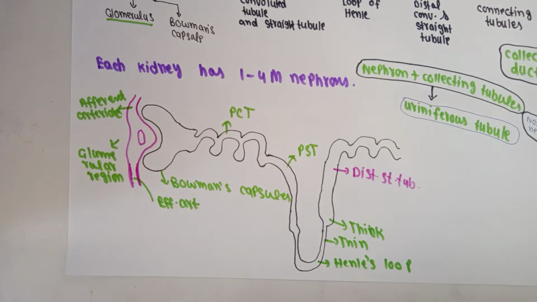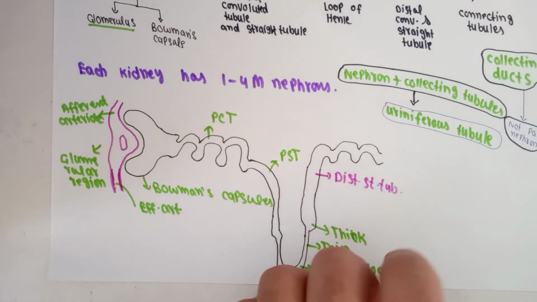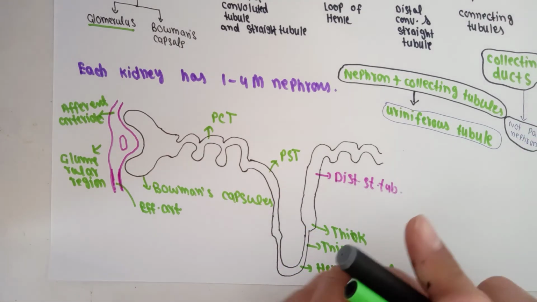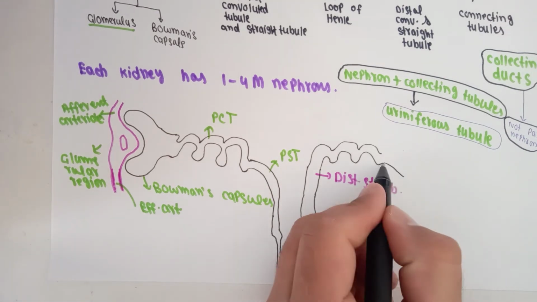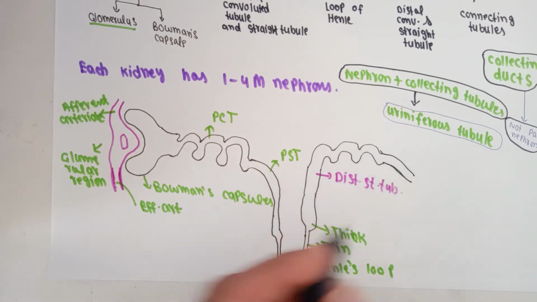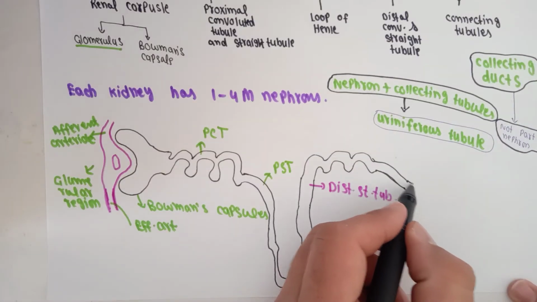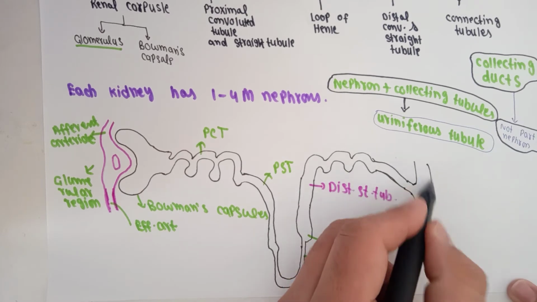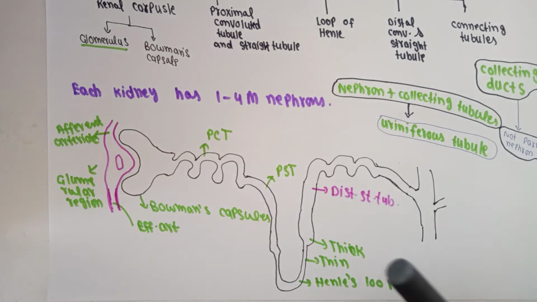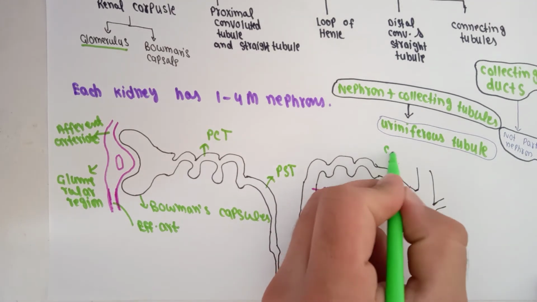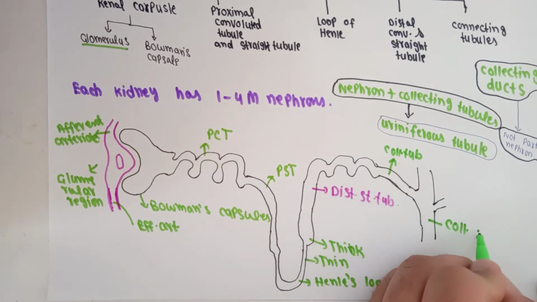This is the distal convoluted tubule. After this we have another region which is called the collecting tubule. This is the collecting tubule which accumulates urine from this portion of the nephron, and then it drains into another portion which is called the collecting duct. This is the collecting tubule, and this is the collecting duct.